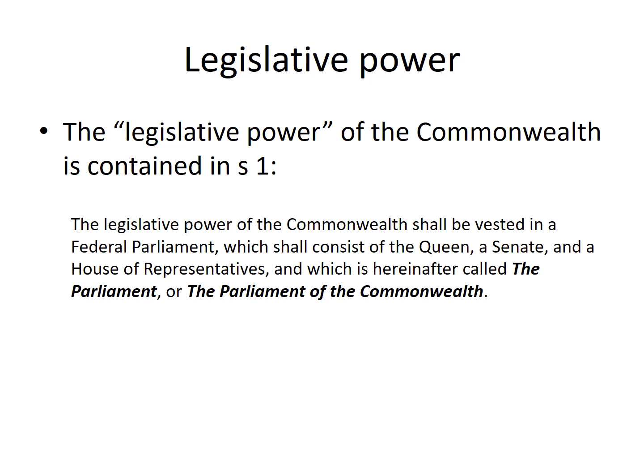This lecture is about the characterisation of laws enacted by the Commonwealth Parliament in exercise of its legislative power under the Australian Constitution. Section 1 of the Constitution provides, "The legislative power of the Commonwealth shall be vested in a federal Parliament, which shall consist of the Queen, a Senate, and a House of Representatives, and which is hereinafter called the Parliament, or the Parliament of the Commonwealth." This section gives the Commonwealth Parliament its legislative power.